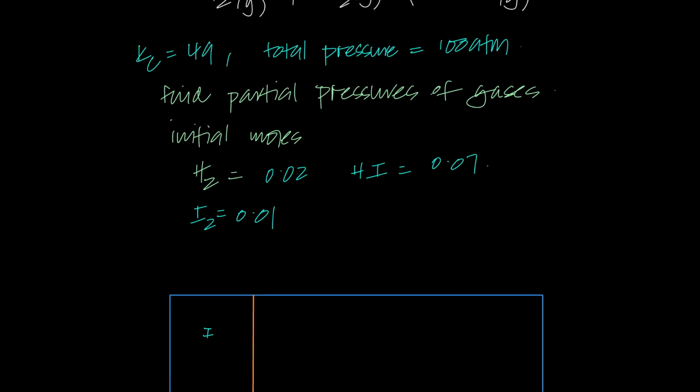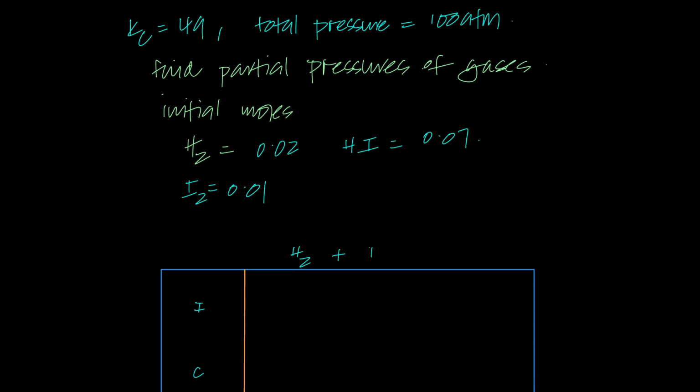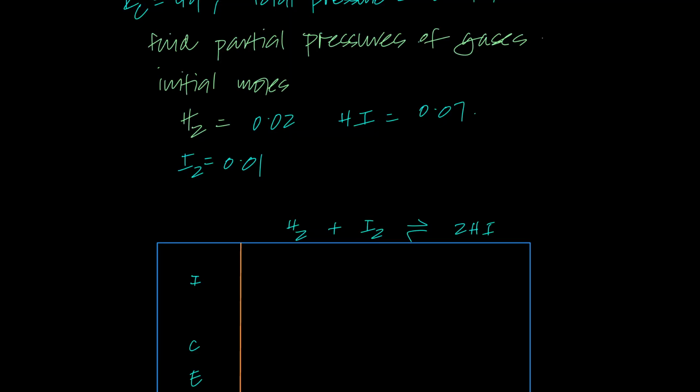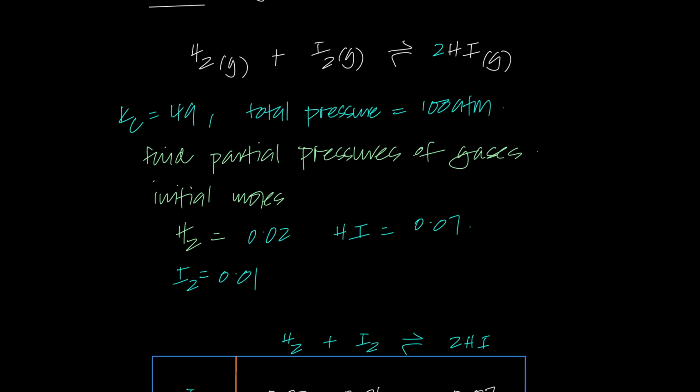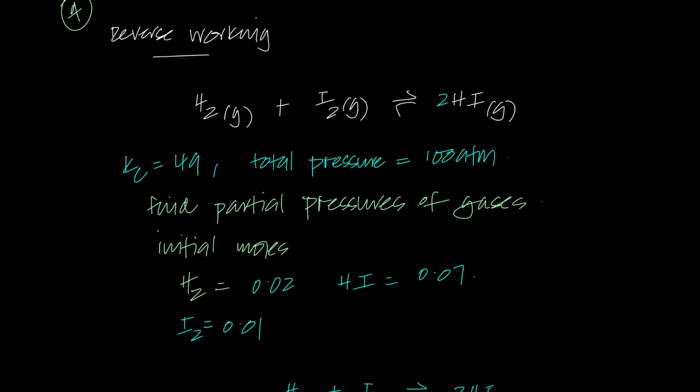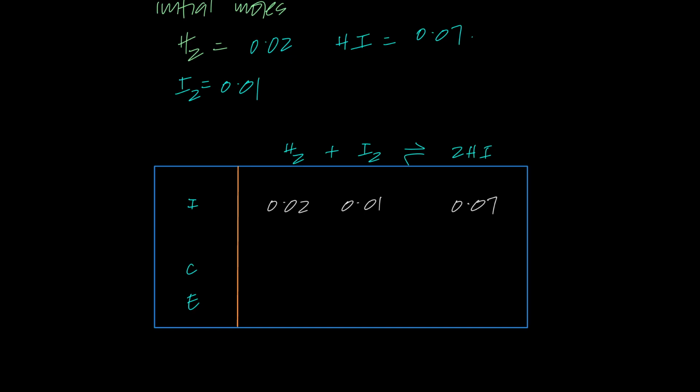He should have given me initial moles. H2 plus I2 gives me 2HI. Let's go. So the initial moles are given, which are 0.02, 0.01 and 0.07, right? And the moles at equilibrium, not given. Nothing's given. The change, and this is where things get interesting. What's the change? I don't know. Let's try to figure out our way. Don't worry. All will be well.